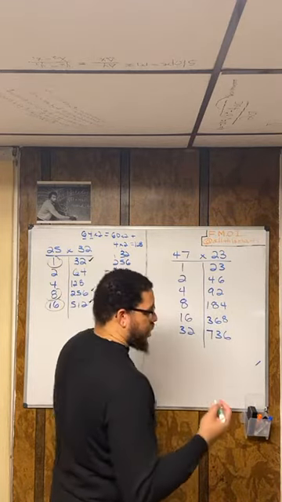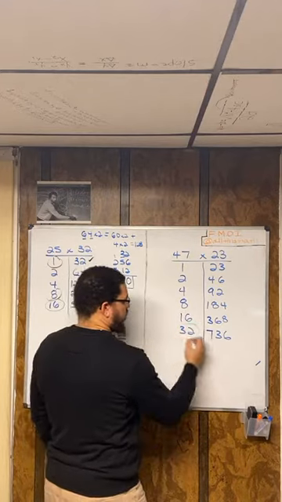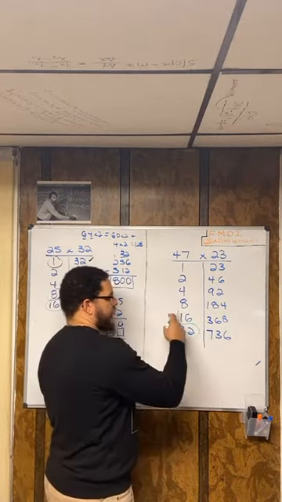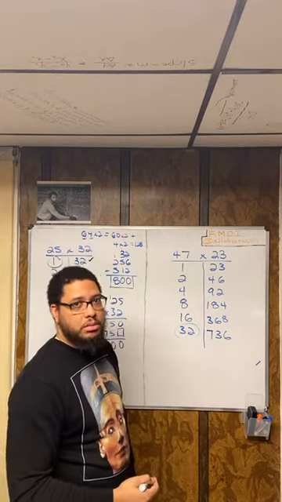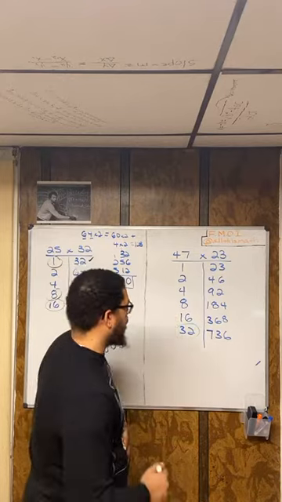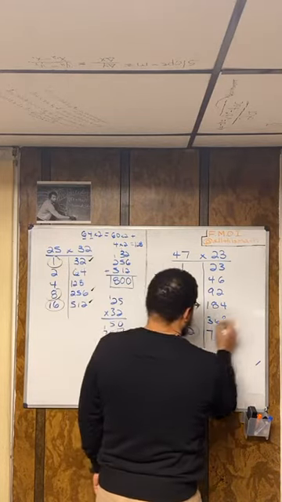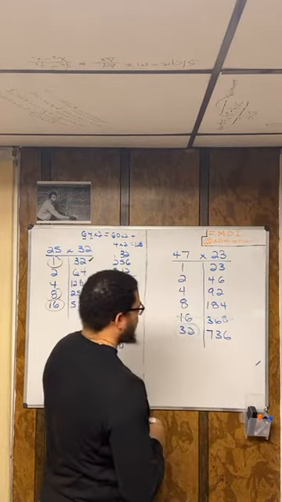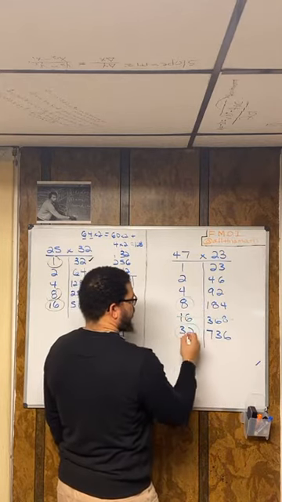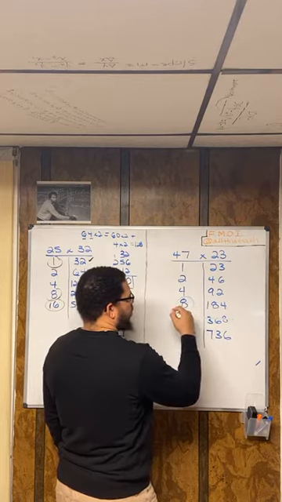So I'm always using my biggest number. My biggest number is 32. So 32 plus what will give me 47? If I add 16, I'm over 47. I'm at 48. Can't do that, right? So I can't use 16. So 16 is no good. What about 8? If I add 8, now I got 40. 32 plus 8 is 40. Now I need 7 more. And look what happened.